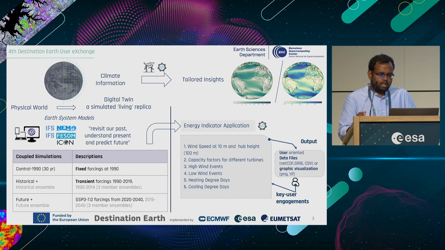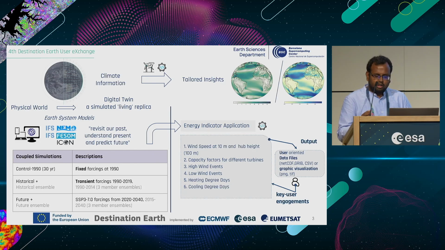And when we talk about the energy applications, we currently have certain indicators like wind speed at hub height, capacity factors for the different turbine types. So these are the production side. And also we are looking into certain extremes like high wind events, low wind events. And we are also developing some of the demand statistics like heating degree days and cooling degree days. And all these indicator applications' output is user-oriented. That could be data files, that could be graphic visualizations.